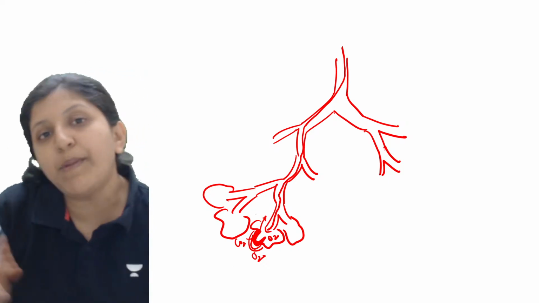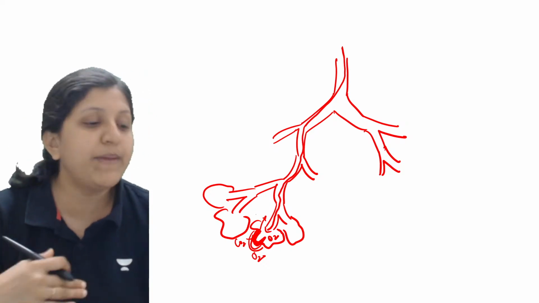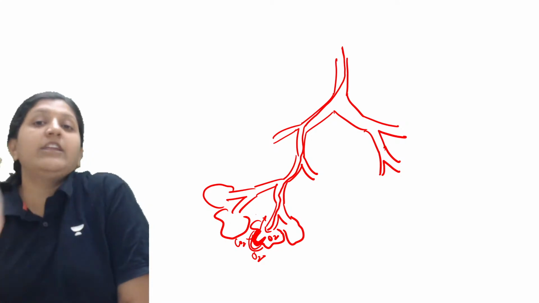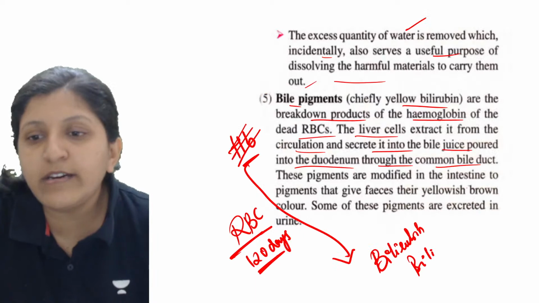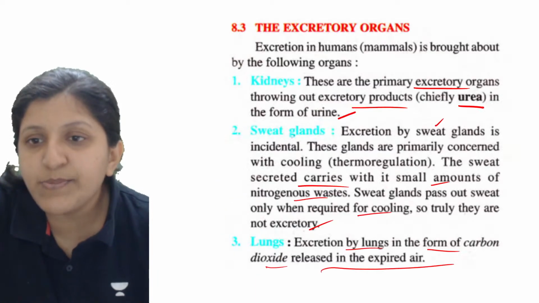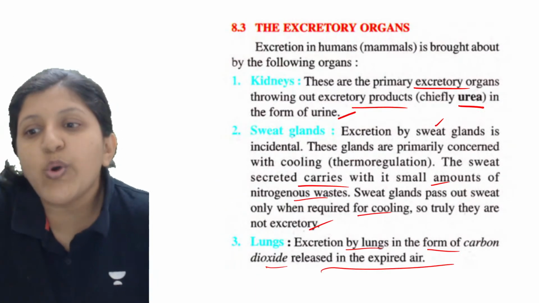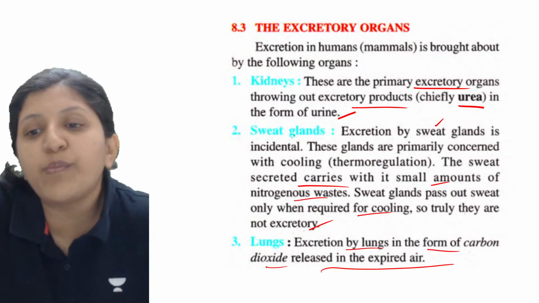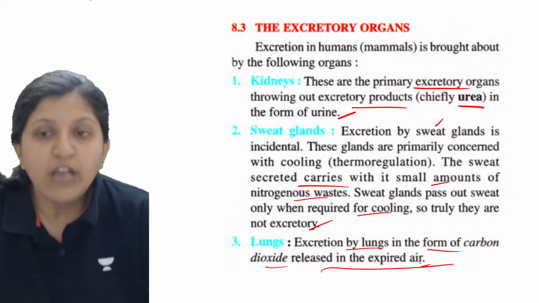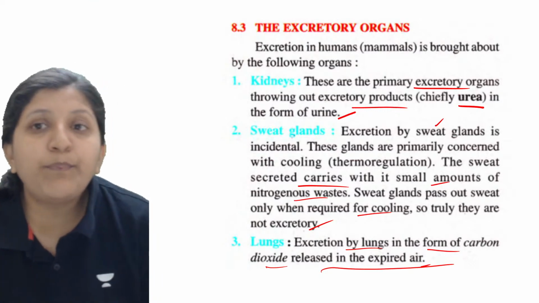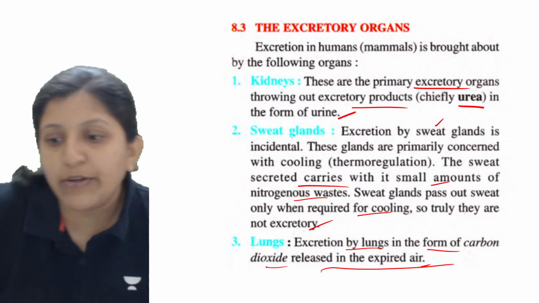That is because the partial pressure of these gases will be respective in comparison to the outside and the body. And here the one which is mentioned is the lungs: excretion by lungs in the form of carbon dioxide, released in the expired air. So these are the three main excretory organs that we can study.